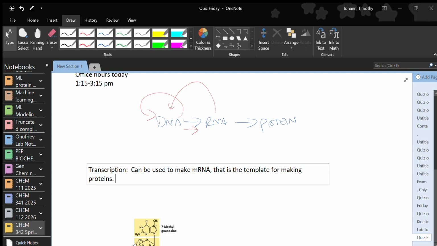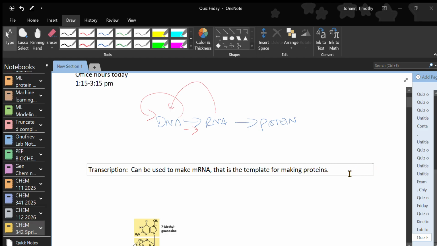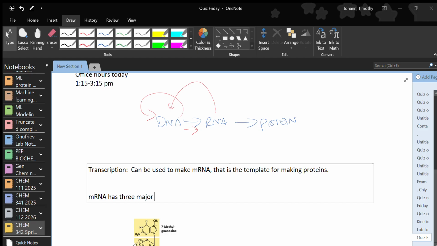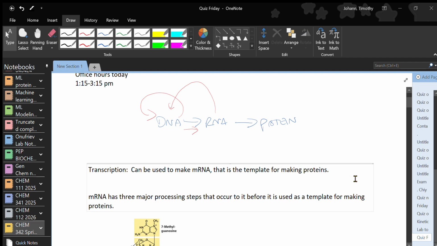All right, so this is the photocopy, I like to say, of the DNA, which is your really perfect copy. So then mRNA has three major processing steps that occur to it before it can actually be used to make proteins. It's used as a template by the ribosome.